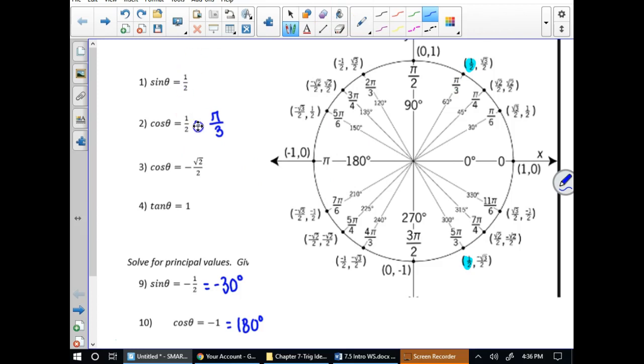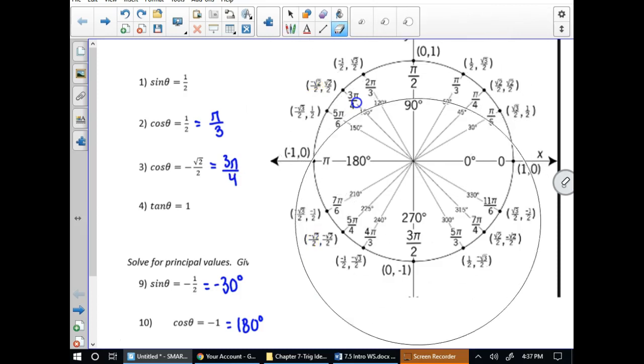And let's do one more. Let's do cosine equals negative square root of 2 over 2. We're looking for where our x-coordinate is negative square root of 2 over 2. Right here, our x-coordinate is negative square root of 2 over 2, and here, our x-coordinate is negative square root of 2 over 2. But for cosine, we only look from 0 to pi. So this is our answer right here, 3 pi over 4.